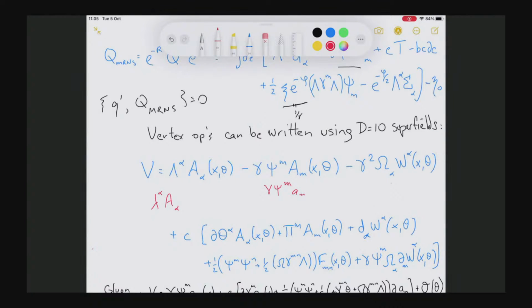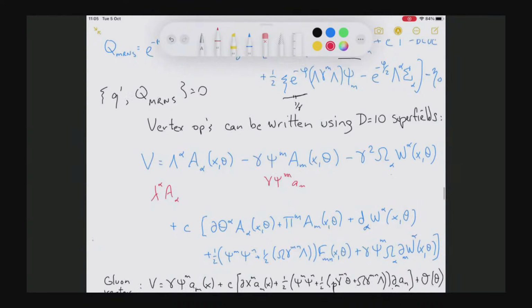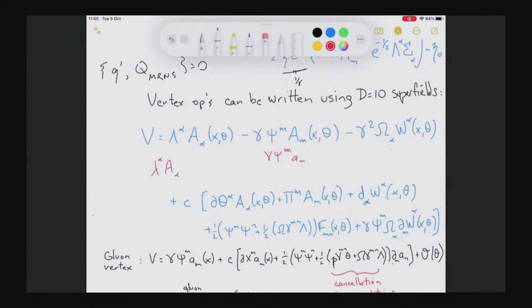Okay, and then you also have B and C dependence. The integrated vertex operator you obtain by essentially taking the term in the unintegrated one which is proportional to C. So this would be the integrated vertex operator.